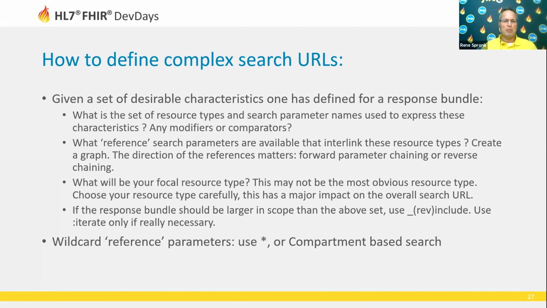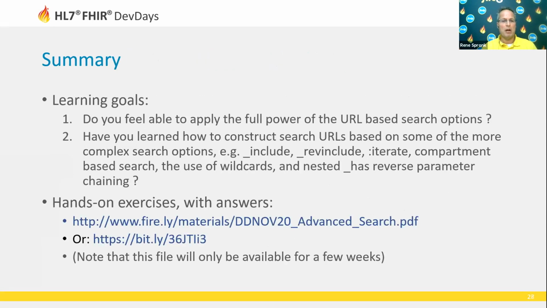And then the fourth recommendation: if the response bundle should be larger in scope than a simple include, then you have to use the iterate modifier. And we have seen the wildcard reference parameters, the star, but as of yet not supported by quite a few. The compartment-based search, by the way, which was listed here, is actually supported by most servers.